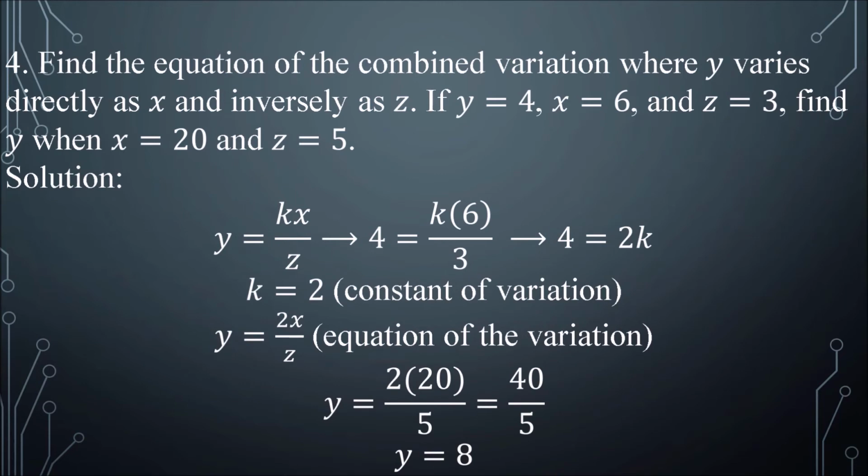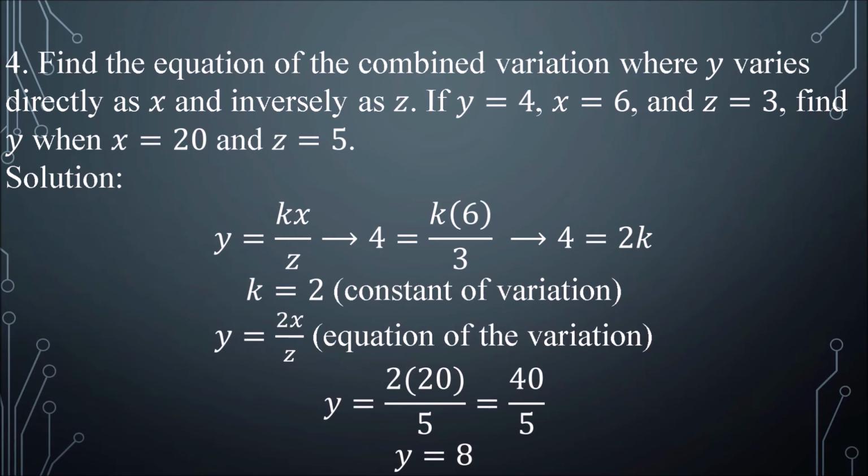Let's have example number 4. Find the equation of the combined variation where y varies directly as x and inversely as z. If y is equal to 4, x is equal to 6, and z is equal to 3, find y when x is equal to 20 and z is equal to 5. So first, we need to find the equation of the variation. So again, let's have the formula: y is equal to kx over z.